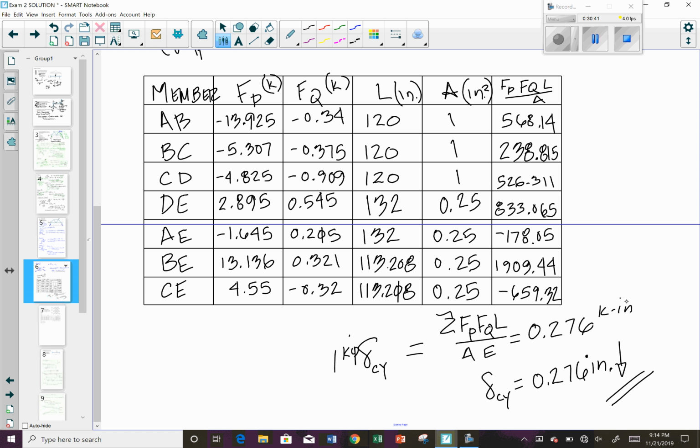0.276 kip inches. This is equal to 1 kip times a displacement in the vertical direction at C. Divide it by 1 kip to end up with the displacement in the vertical direction at C equal to 0.276. My sign came up to be positive, so the direction that I assumed was correct, so my direction is displacement going down.